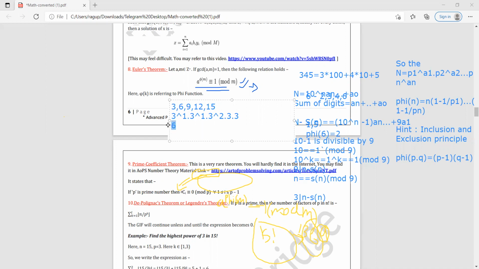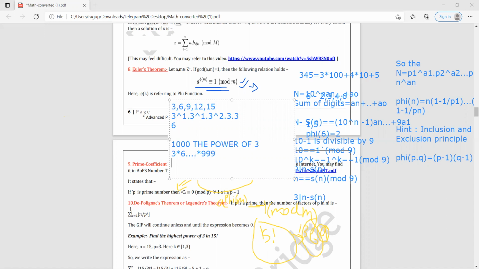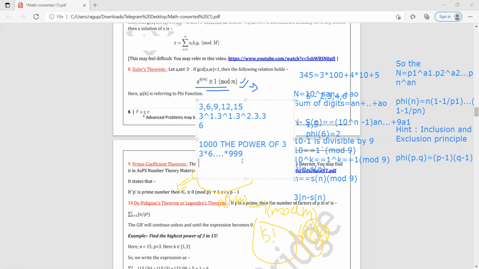Now it's an easy algorithm to calculate, but what if we have a very large number like 1000 factorial, and we have to calculate the power of 3 in it? Then we cannot go on doing like this, no? We cannot do 3 into 6 into 9 dot dot dot. We cannot go on doing this thing. So to make this easier, Legendre's theorem is used.